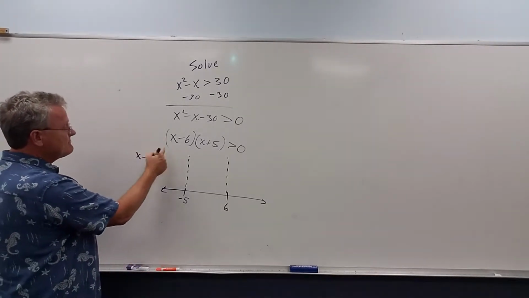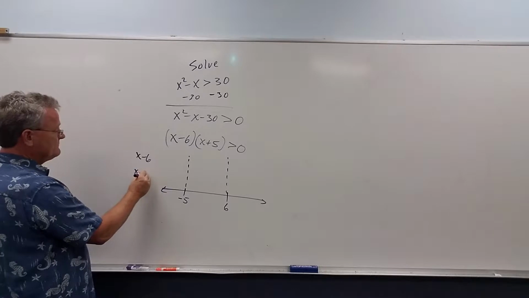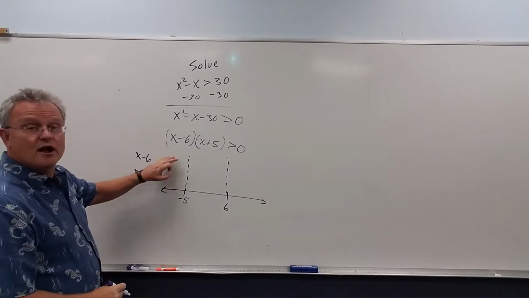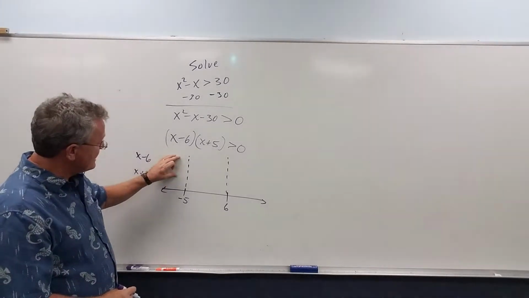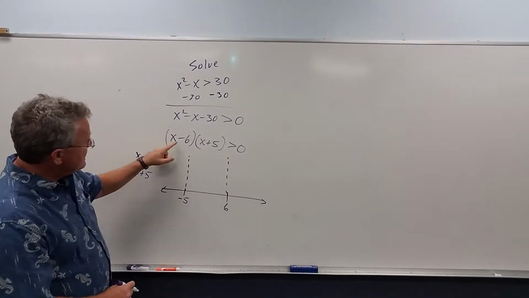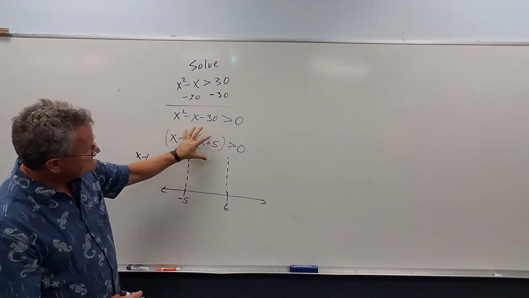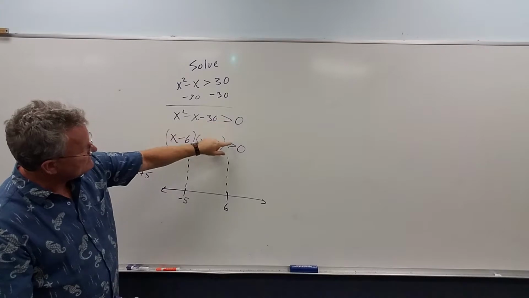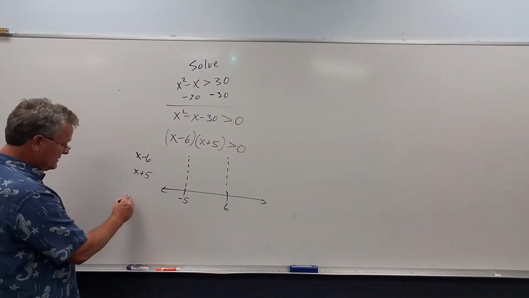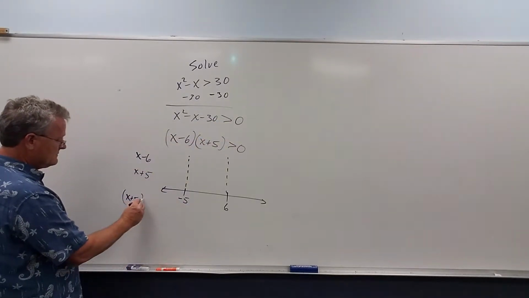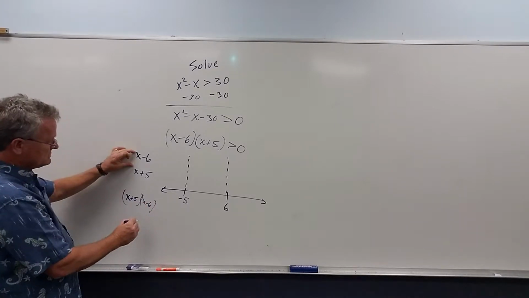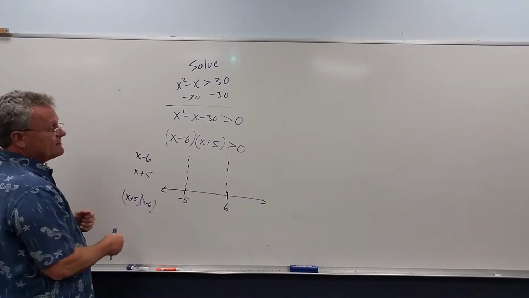So let me write down my two factors. Then I'm going to figure out their sign. Are they positive or negative in each of these intervals? I'm going to multiply them to see if the result is greater than 0. So down here, I'm going to multiply these two just to see what we get.